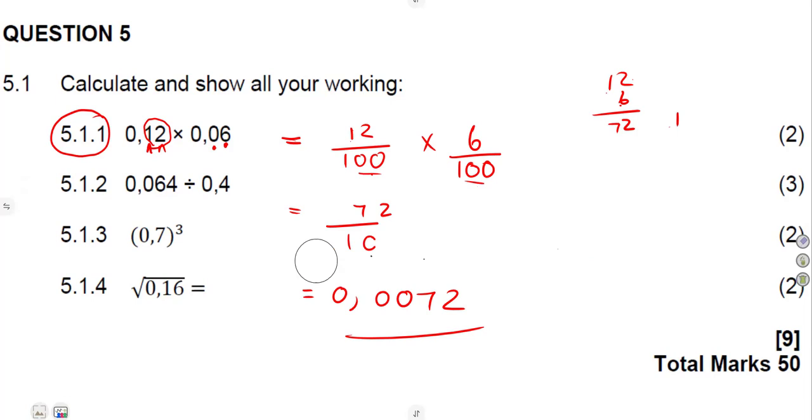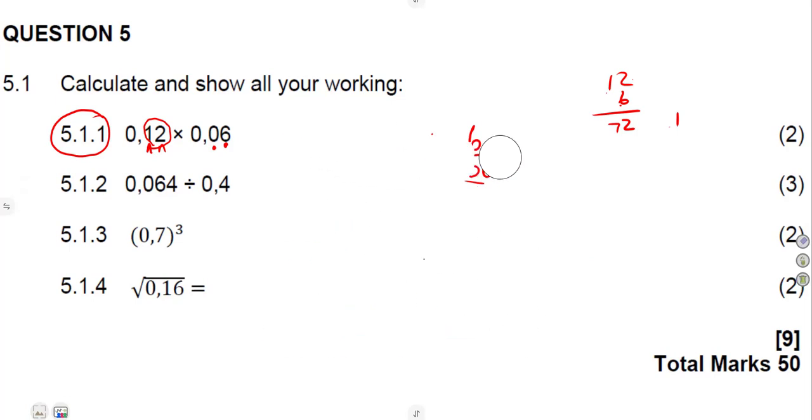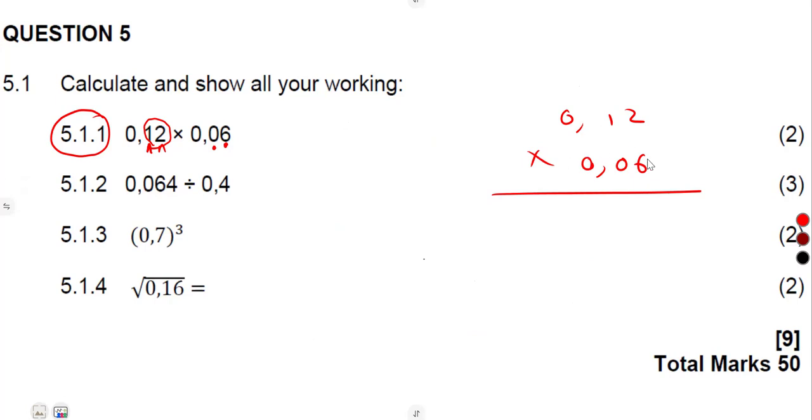All right. There are so many ways. Just use the way that you understand. Decimals, you can simply multiply 0.12 times 0.06. Ignore the commas, multiply the numbers 6 times 2. That's 12. 6 times 1 is 6, plus 1, that's 72.